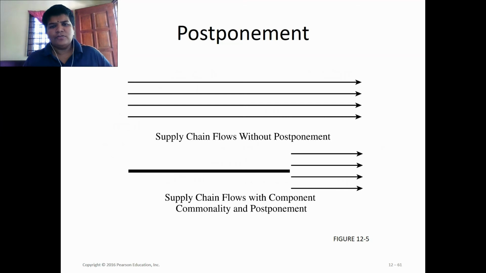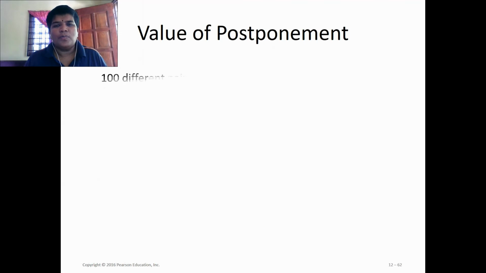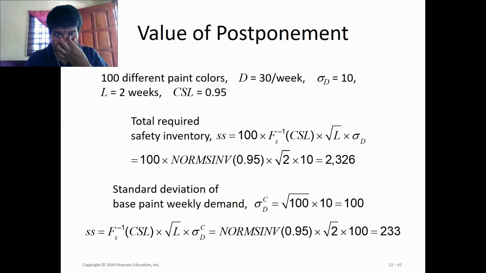So this is supply chain flows without postponement. Supply chain flow with component commonality and postponement. Okay, and this is supply chain flows with component commonality and postponement. Value of postponement. So these are again some calculations. I just plug all the numbers into the given formula, so to get the safety inventory, you will get 233.